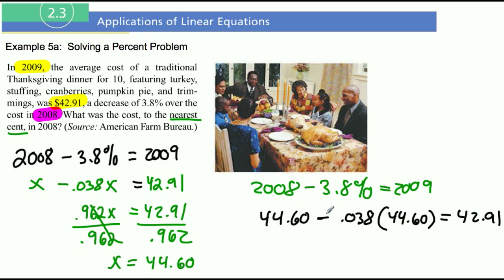Okay, so I'm just giving you a baseline of how you can check your answer here. So we're just going back to the original equation, making sure that this makes sense. When we plug in $44.60, the left side should be equivalent to the right side, and when you do all the math using your calculator, you will get that for sure.